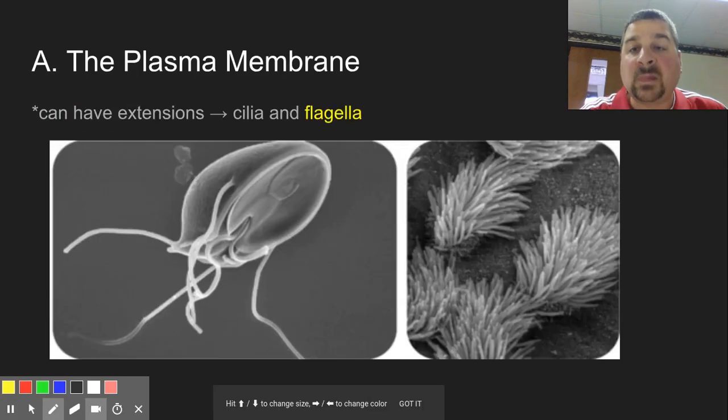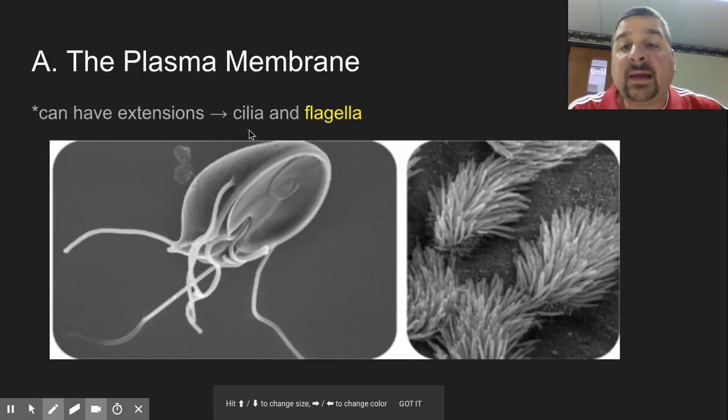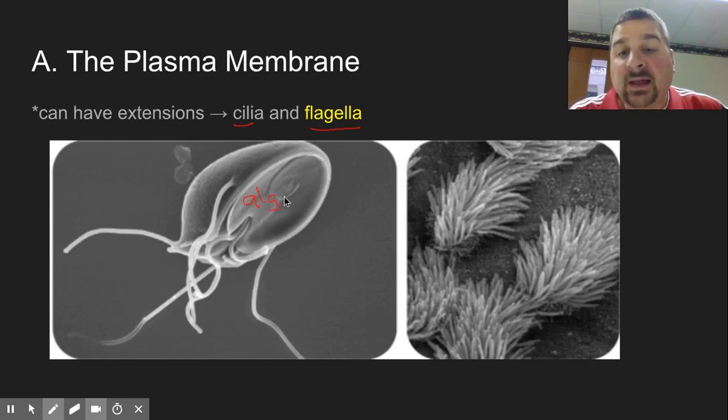The plasma membrane can have extensions called cilia and flagella. Okay, here's a little algae, where you see the flagella hanging off of here that will help it swim through the water. Over here is an example of cilia. They're more like little hair-like extensions.